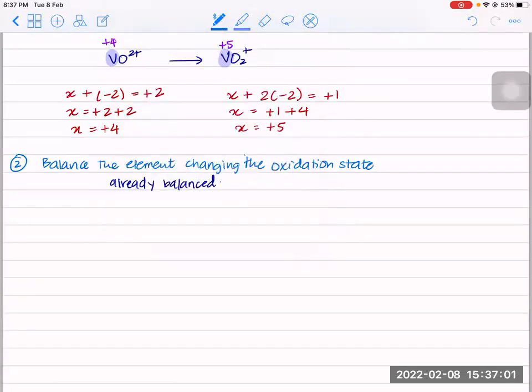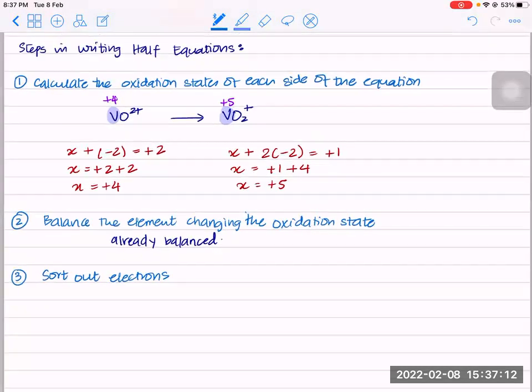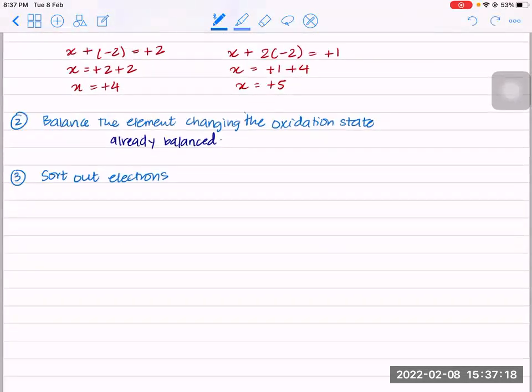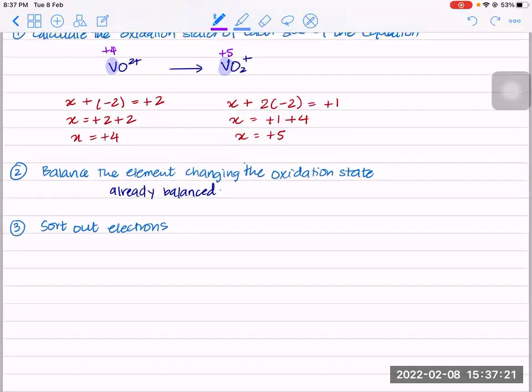Step number 3, what do you do? You sort out electrons. We know that it is undergoing oxidation. Oxidation means loss of electrons. So you will say VO2+ is losing electrons to become this. And how many electrons would it have lost? You see, it goes from +4 to +5, so it's increasing by 1. That means it must have lost 1 electron. So you will make it lose 1 electron, and this is what we will get.